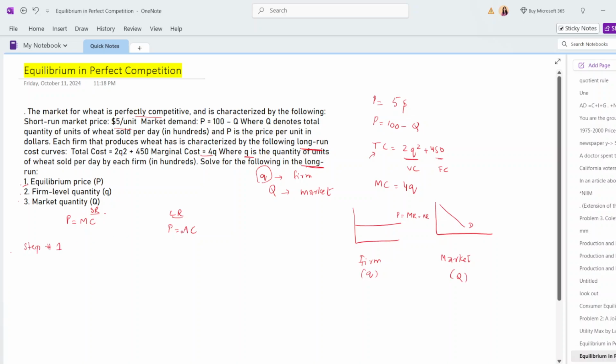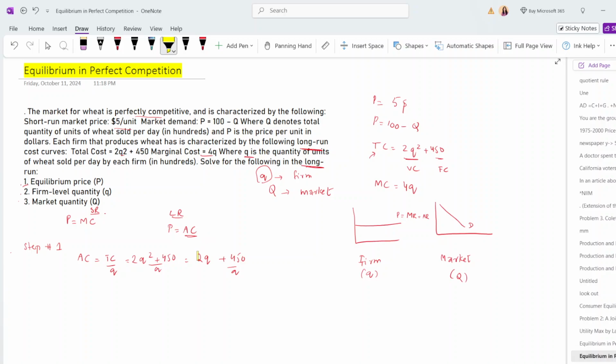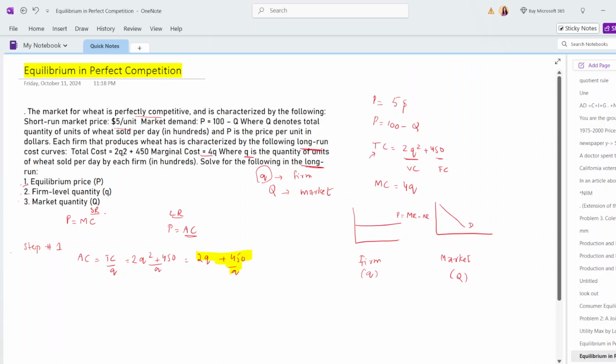Let's start with first step. First step would be to find out average cost curve. Formula for average cost should be total cost divided by quantity. You can see that I'm using small q over here because total cost does include small q in it as well. So that's a total cost function of one firm at a time. That's total cost divided by quantity. Total cost function is 2q square plus 450 divided by q. Simplify, that will give us 2q plus 450 over q. So this is our average cost function, 2q plus 450 over q.